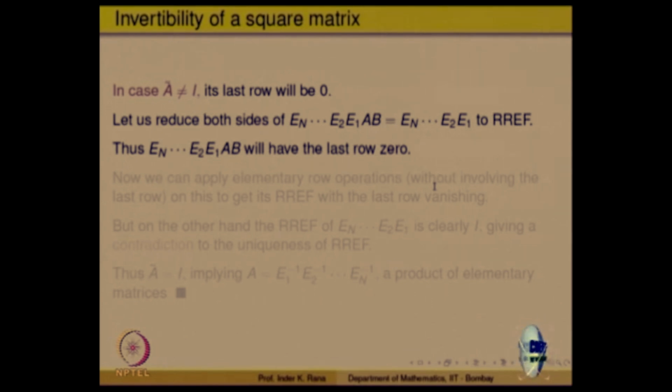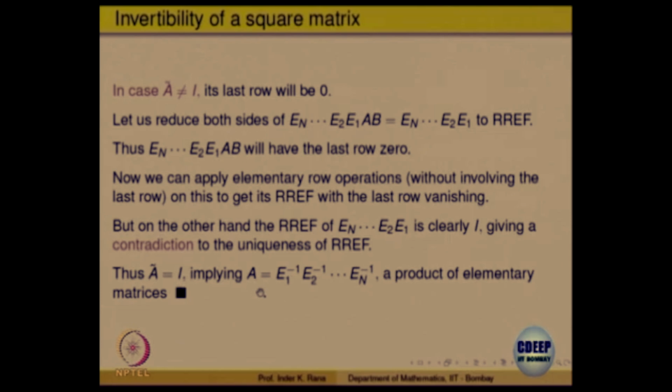I have only multiplied on the left. So the reduced row echelon form of the right hand side is identity. On the left hand side, the bottom row is 0. So you get a contradiction. That means this cannot happen. The reduced row echelon form of A cannot be not equal to identity. So that means it is equal to identity matrix.